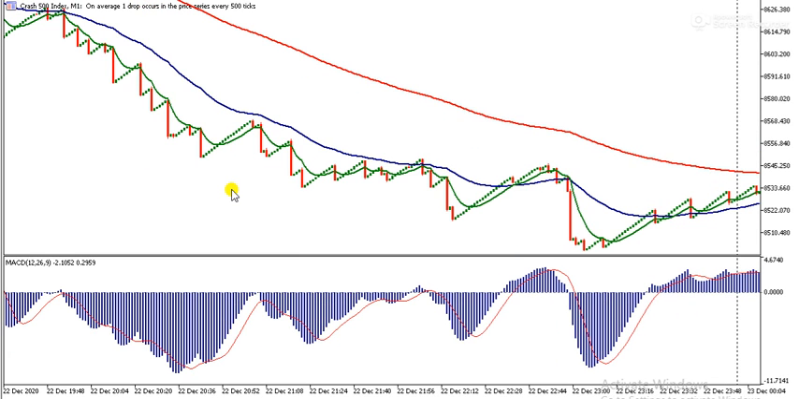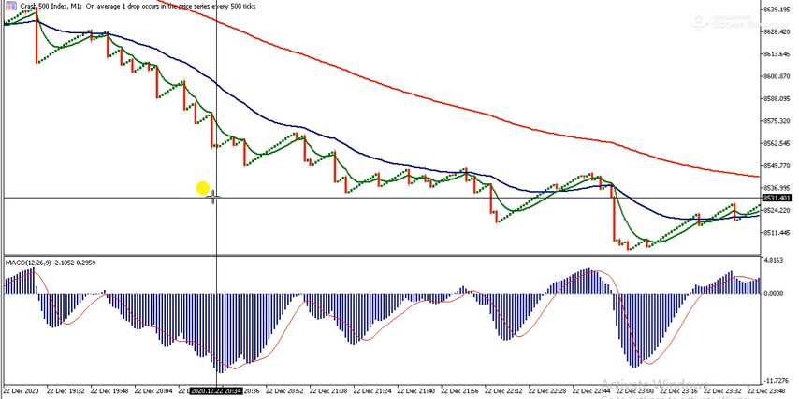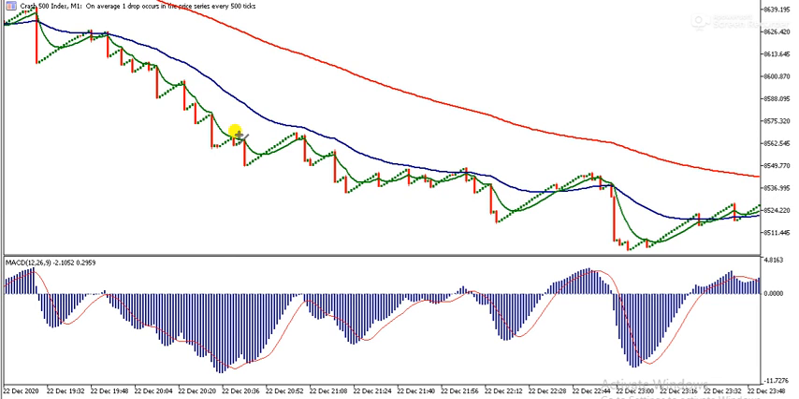Okay, let's see where it aligns. Yes, that is one. Here is another one. It doesn't matter, it can happen anywhere. So you can see here's another setup.